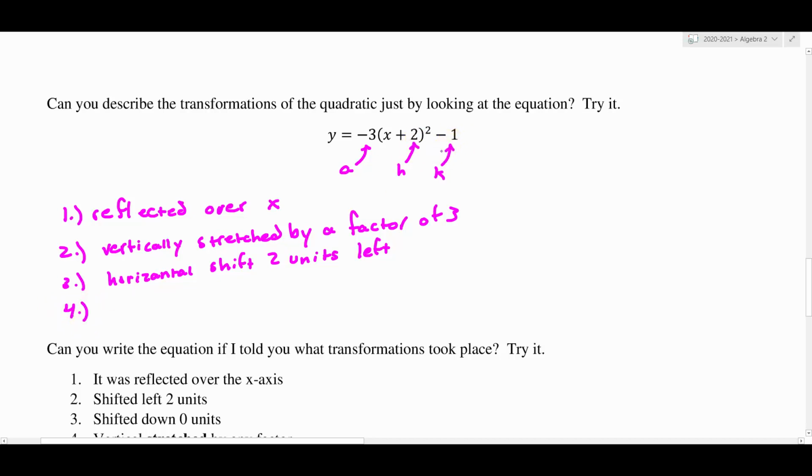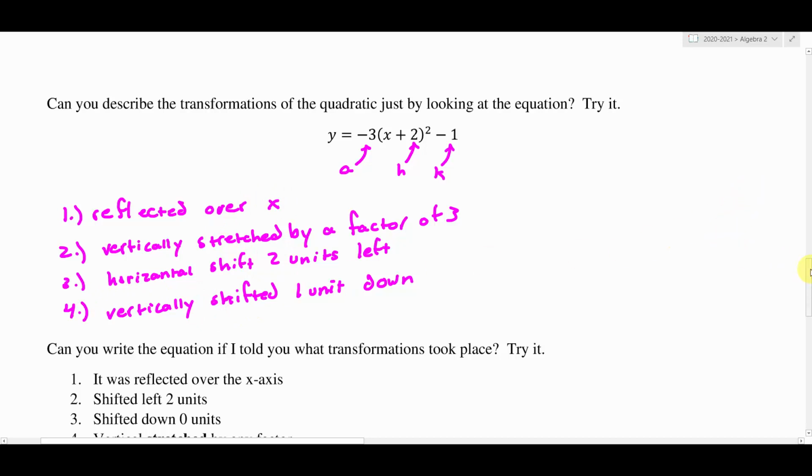Right. And then I just keep moving across, right? So we go to the k value. It's a -1, so I know it was vertically shifted 1 unit down. Okay. So that would cover all of the transformations that I think I could see from the equation just by looking at it, right? So this is a verbal description of what happened to that parabola.